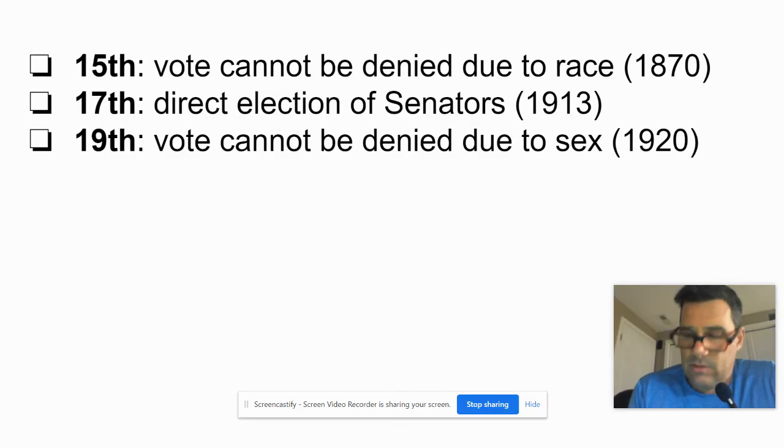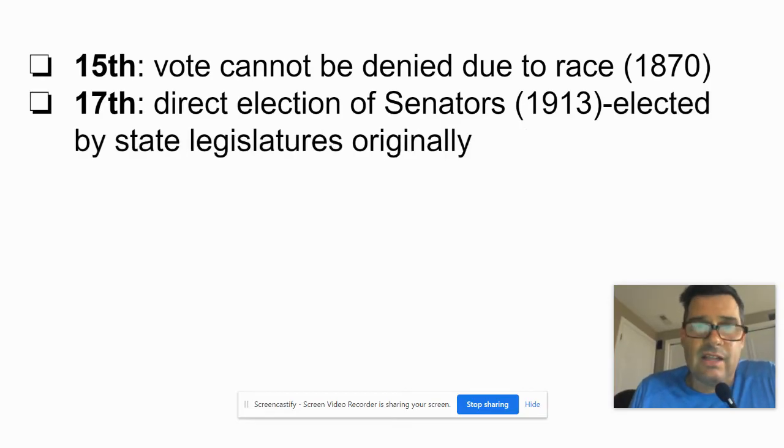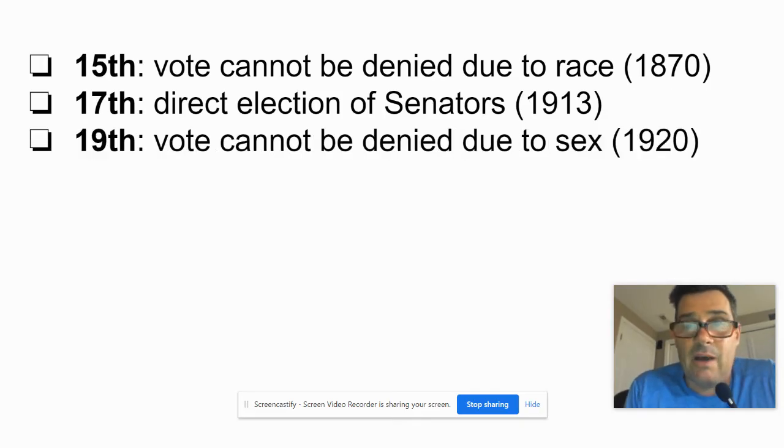19th Amendment. I might have gone too fast there. Direct election of legislatures, but you can pause if you need to. All right, 19th Amendment. Vote cannot be denied due to sex. Again, women could vote in many states by 1920, but there were some that didn't allow them to vote. So the 19th Amendment was passed in order to guarantee that.